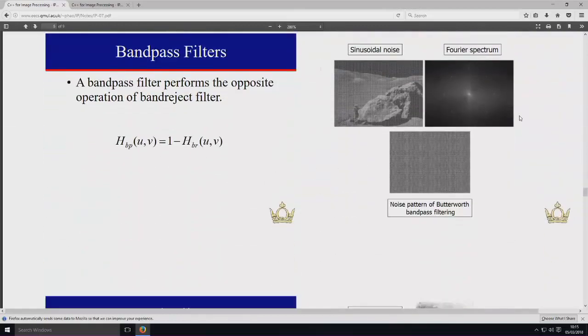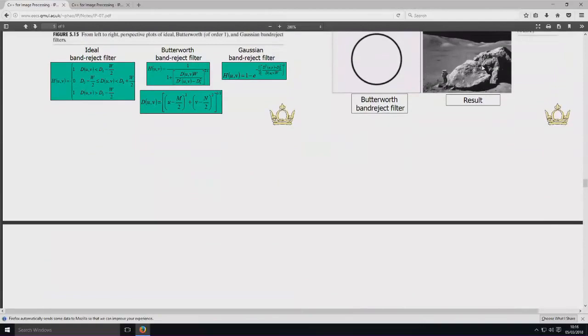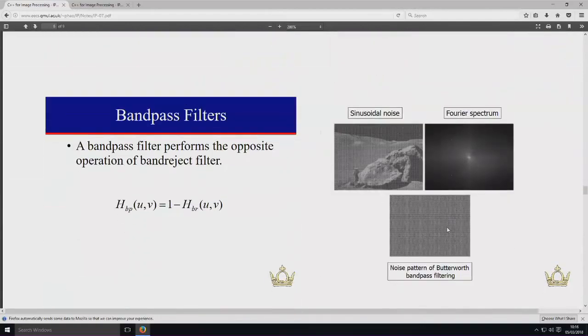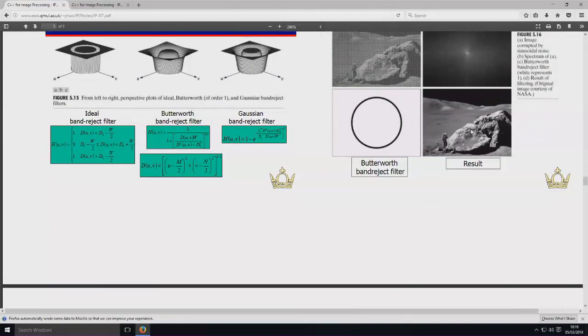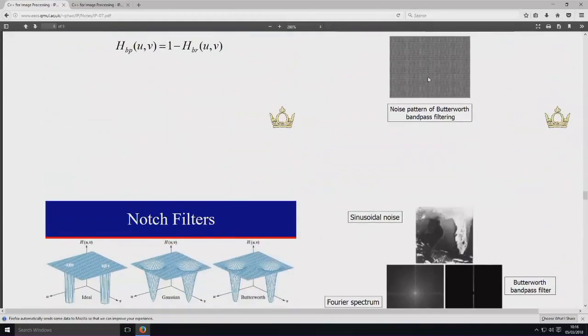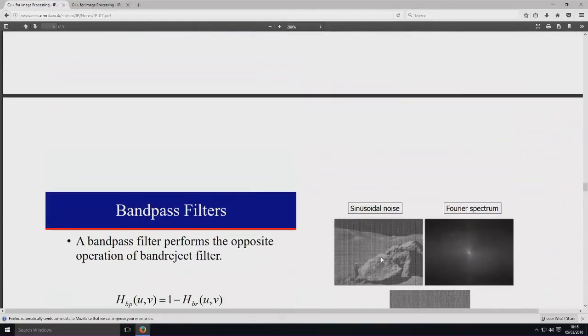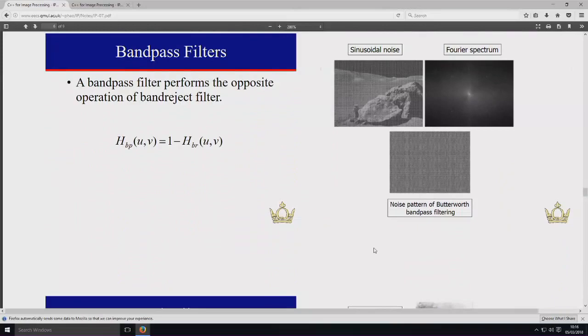For this image, if we apply the band pass filter, we can have the noise pattern. What's the relationship between this image and this image? This is a band pass, this is a band reject. Not convolution, just addition. Simply adding them together, if we add this image to that image, we actually get this image. This is what we call additive noise. This is additive to the image.